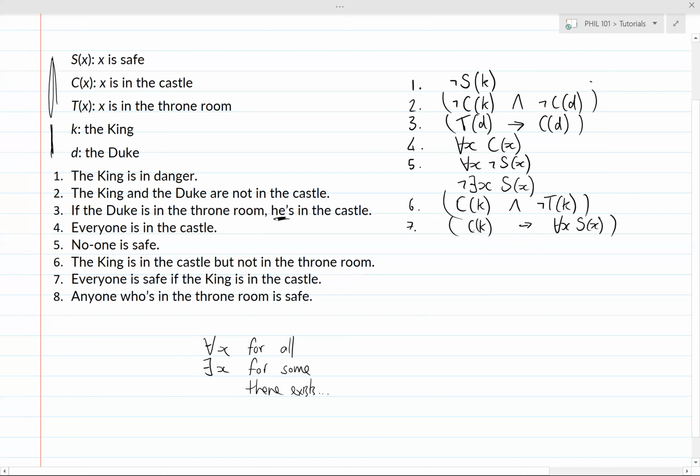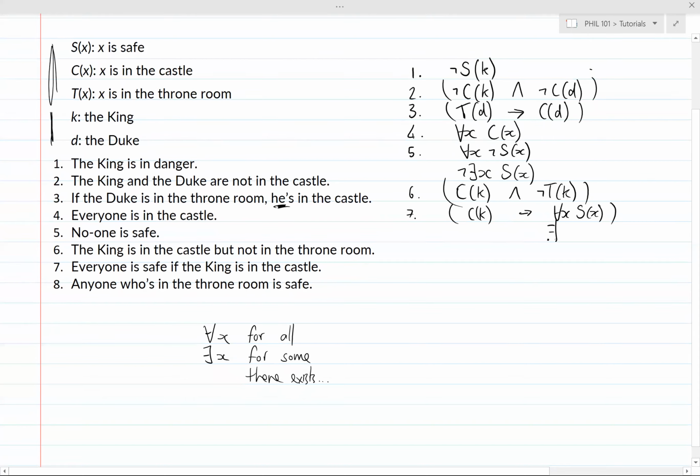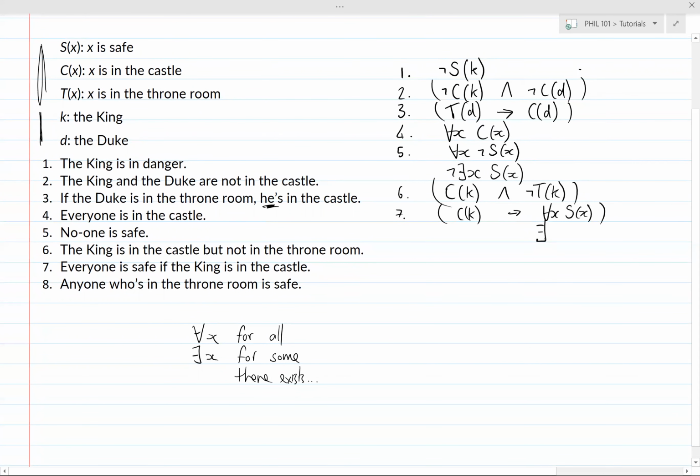What's an alternative way to write this using an existential quantifier instead? I'm trying to express everyone is safe. Another way of saying everyone is safe is saying there's no one who's unsafe. So there does not exist any x where x is not safe. So that's an alternative way to express that.